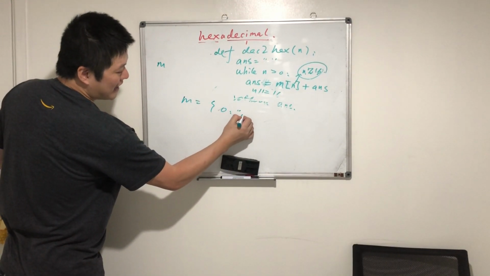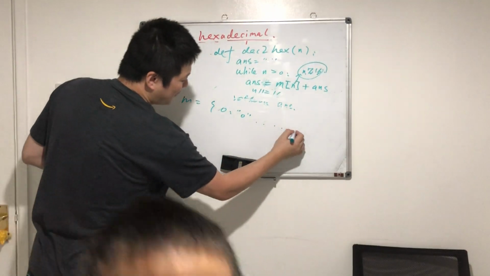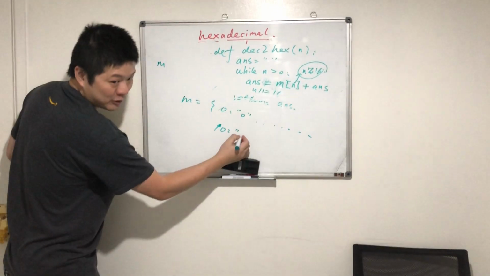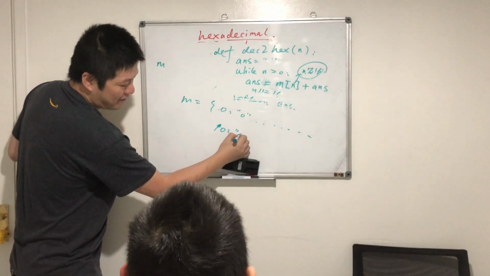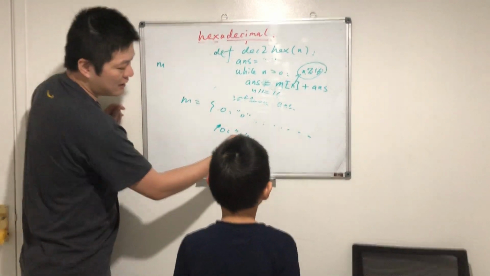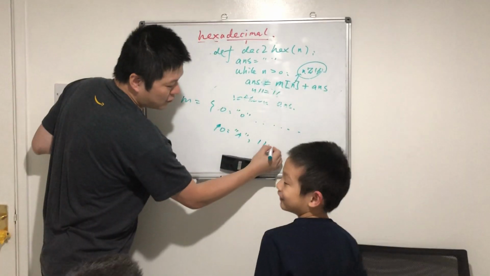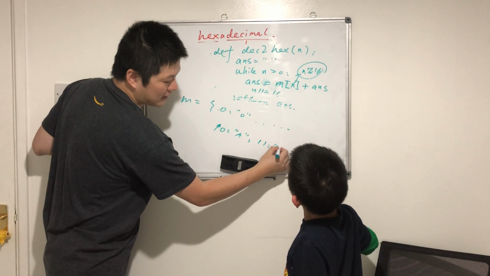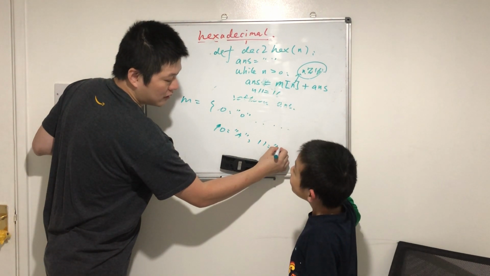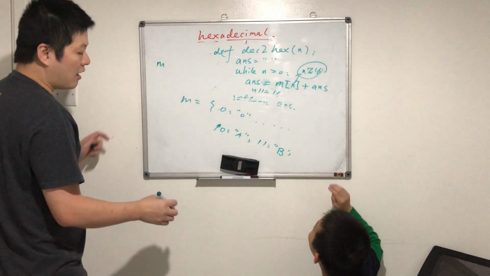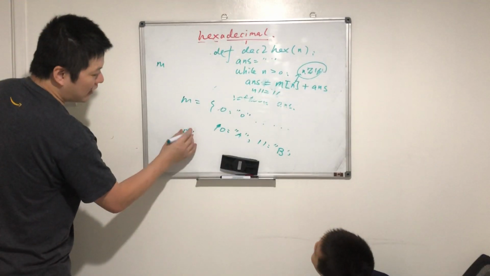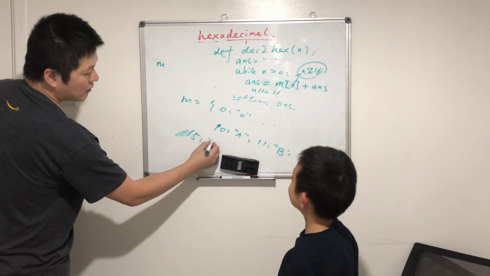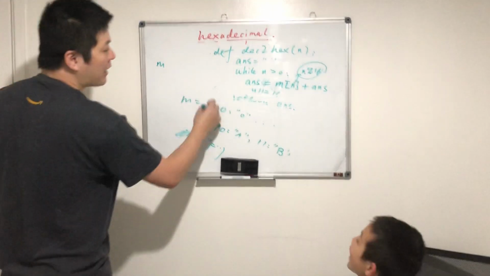So mapping equals what? 0, 1, 2, 3, 4, 5, up to 9. But now 10 will be A, right? Then 11, what's next? B. Okay, and then F. So 15 is what? F. Yeah, well done. So okay, we got a mapping.